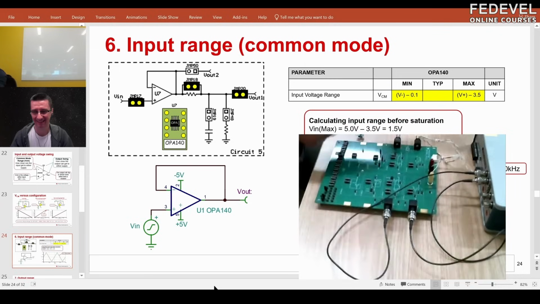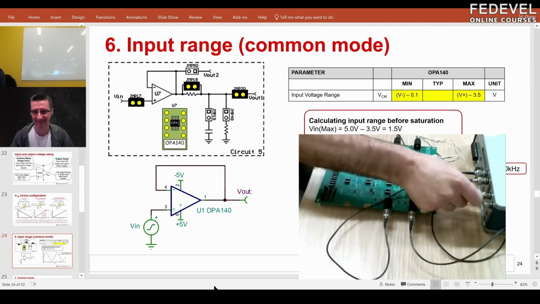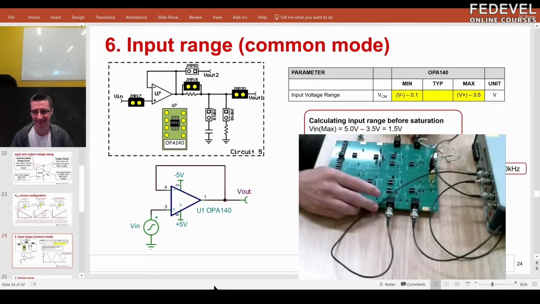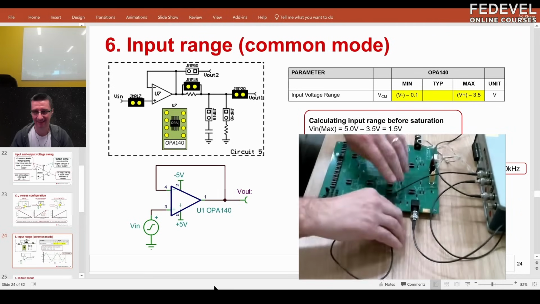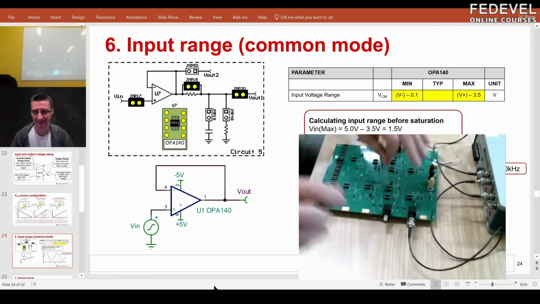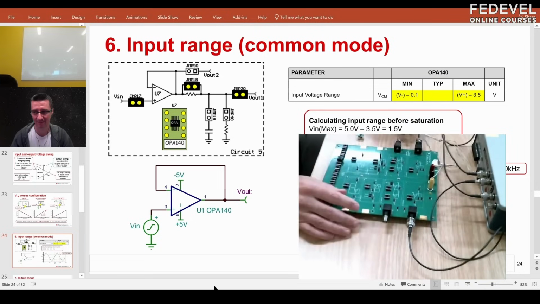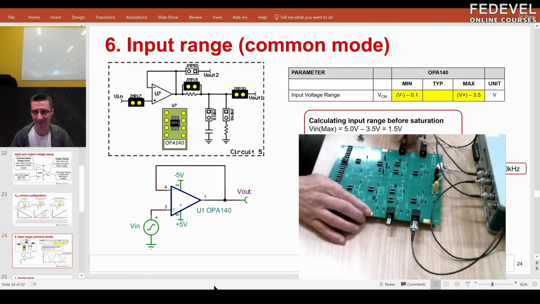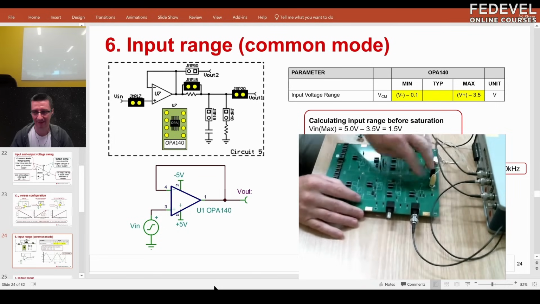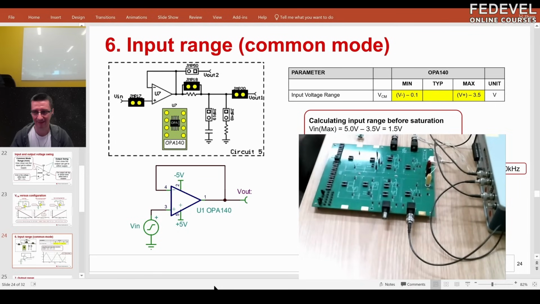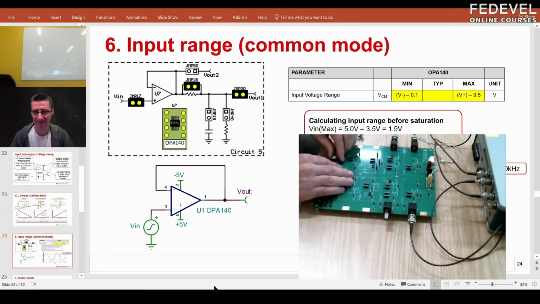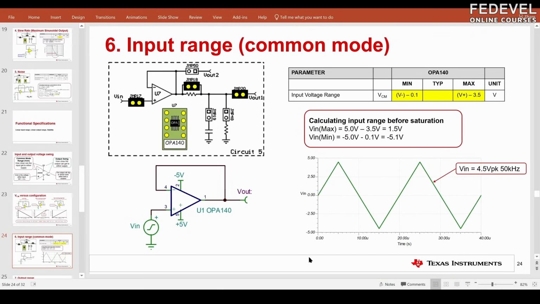So here we need an input signal again. I'll connect my function generator to the input, and I'm going to connect channel 1 to the input as well. And channel 2 will show the output. So we need our op amp, which is OPA140. Here it is, OPA140. And there it is. So it's all connected.